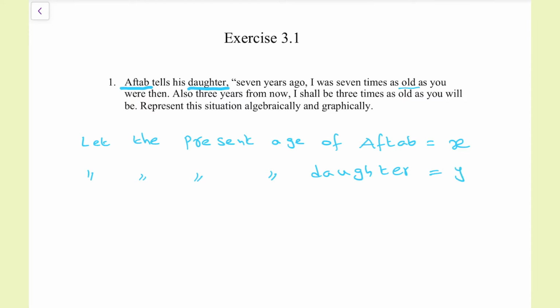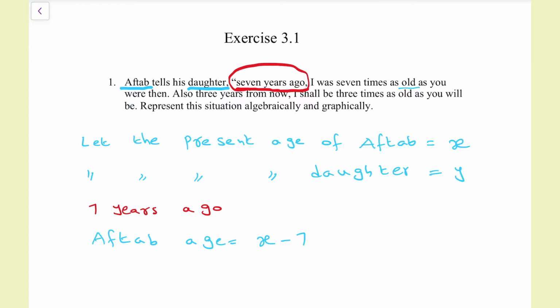Next, 7 years ago. Okay, now present age of Aftab we have as well as present age of daughter also we have. Now we need to find out the age of Aftab as well as his daughter 7 years ago. So 7 years ago Aftab age. Present age is X years, then 7 years ago nothing but minus. So X minus 7. Then daughter age. The present age of daughter is Y years. Then 7 years ago she will be Y minus 7. Okay. Now we got 7 years ago ages of both the persons.